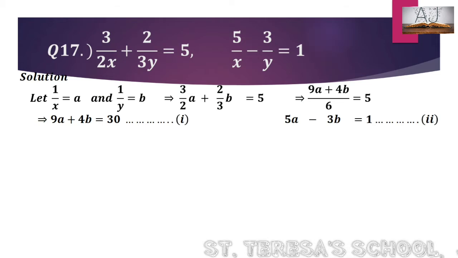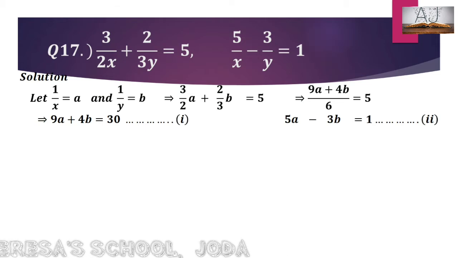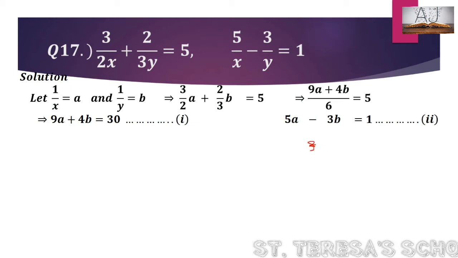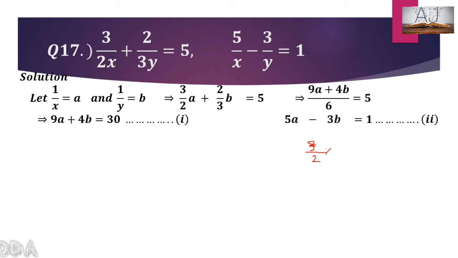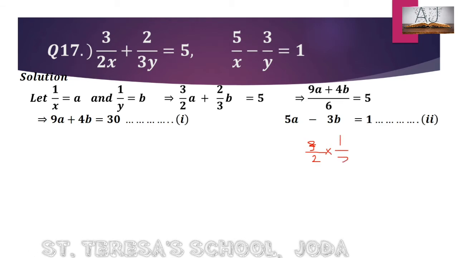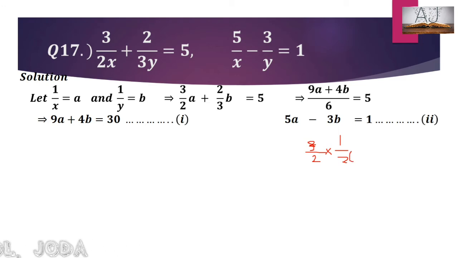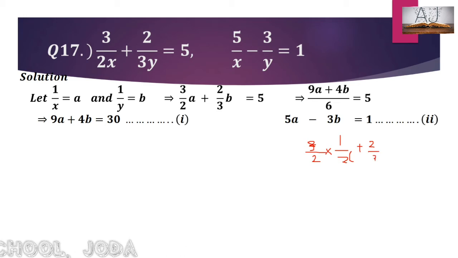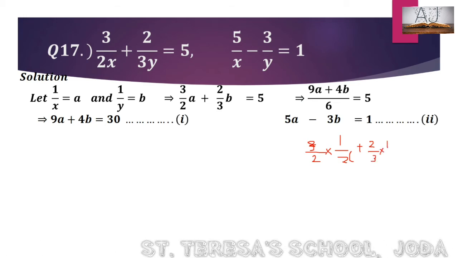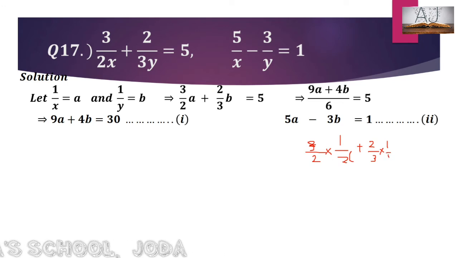Like you can see in the first equation, we have 3 by 2x. So 3 by 2x can also be written as 3 by 2 into 1 by x. Okay, this is 3 by 2x as a whole, you know. And 2 by 3y can also be written as plus 2 by 3 into 1 by y. That is equal to 5. Okay, so this is our first equation actually.